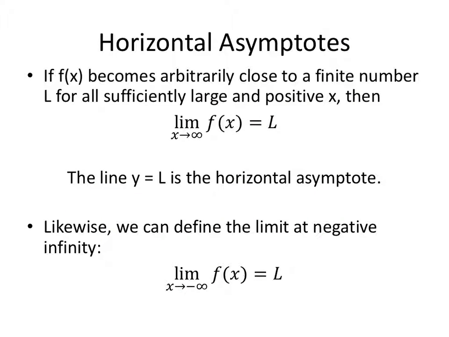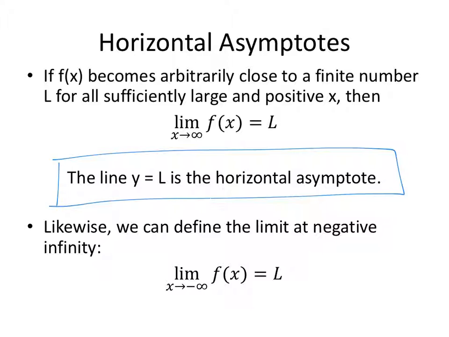So remember, these limits are talking about what's happening at our end behavior. So these are what we call horizontal asymptotes. We talked about vertical asymptotes in our last section. Now we're talking about horizontal asymptotes. So it's saying if the function value, the y value, is becoming closer and closer to a finite number L for all those sufficiently large and positive x values, then the limit as x approaches positive infinity is going to equal L. And that line L is our horizontal asymptote.